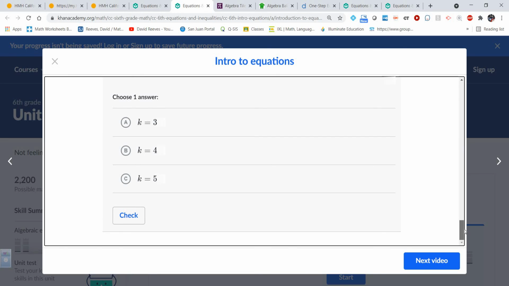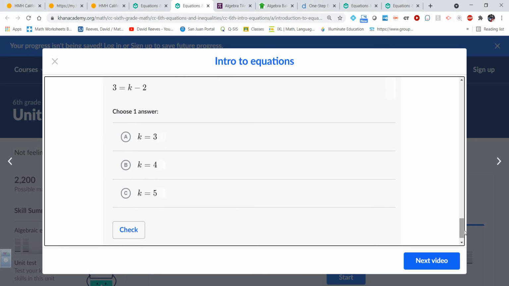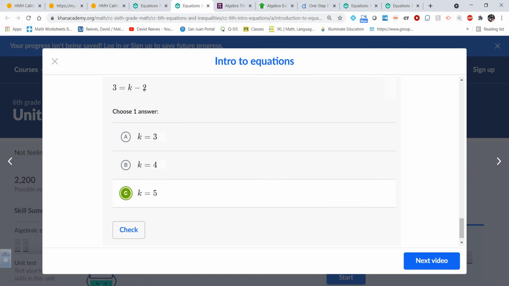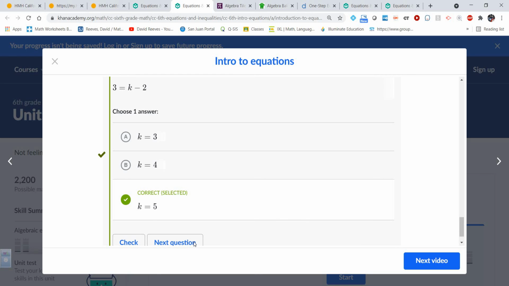Let's try another one. 3 is equal to something minus 2. Well, if we try 3, 3 minus 2 is 1. That doesn't equal 3. If we try 4, 4 minus 2 is 2. That does not equal 3, but 5 works, right? 5 take away 2 is 3, and that is our correct answer.